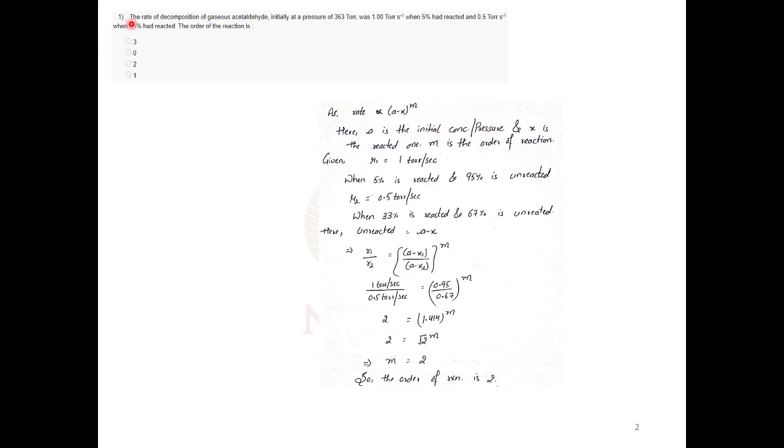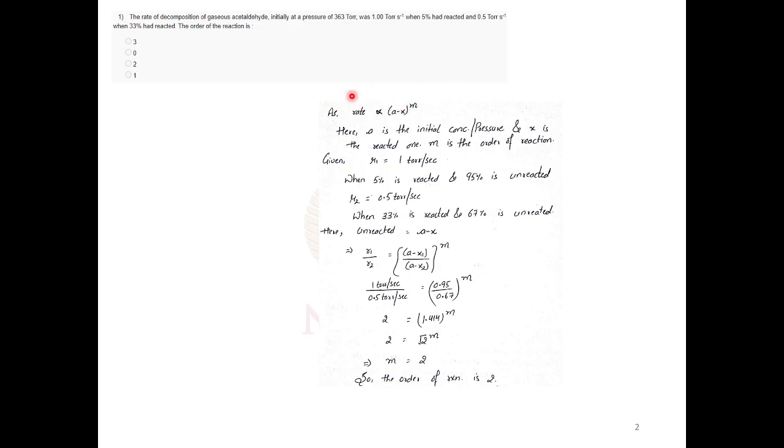So I am just reading this question. The rate of decomposition of acetaldehyde, initially at a pressure of 363 torr, was 1 torr per second when 5% had reacted, and 0.5 torr per second when 33% had reacted. So what is the order of the reaction?